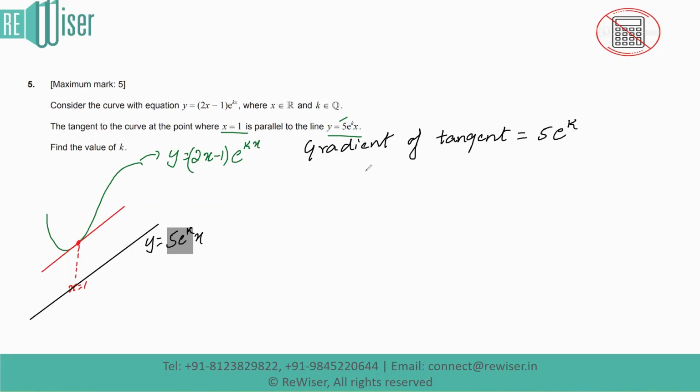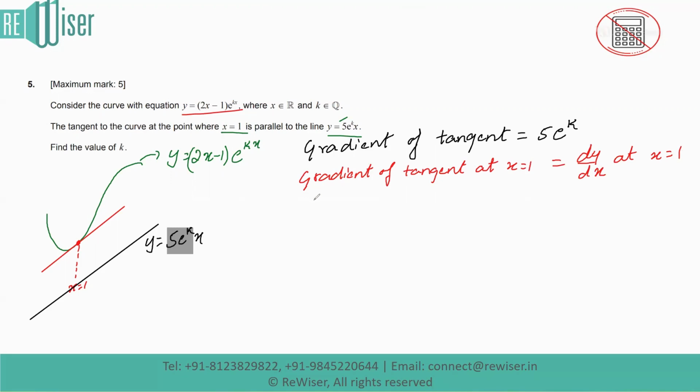Now, how do we find the gradient of a tangent whenever the equation is given? The gradient of the tangent at a point x = a, or in this case at x = 1, will be the same as dy/dx at x = 1. So in order to find the gradient of a tangent for this curve, we need to find the derivative and substitute x as 1.